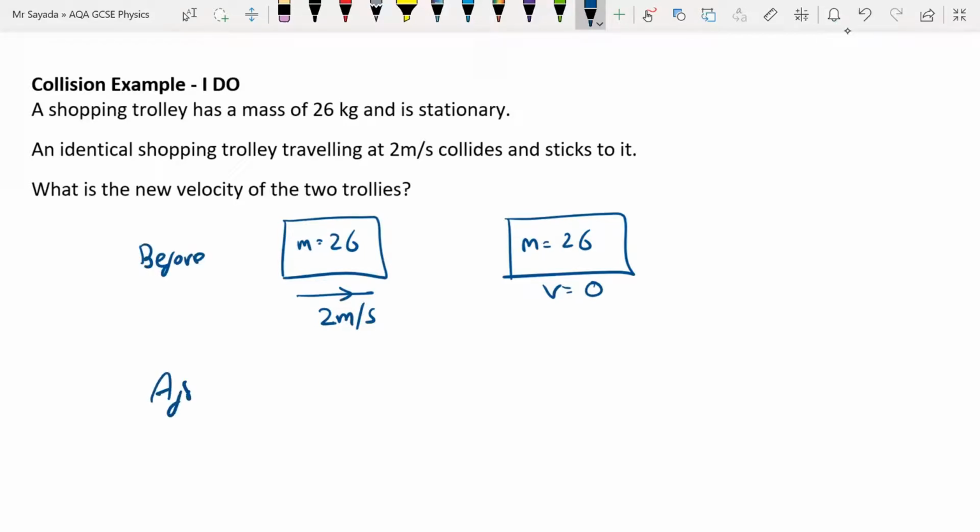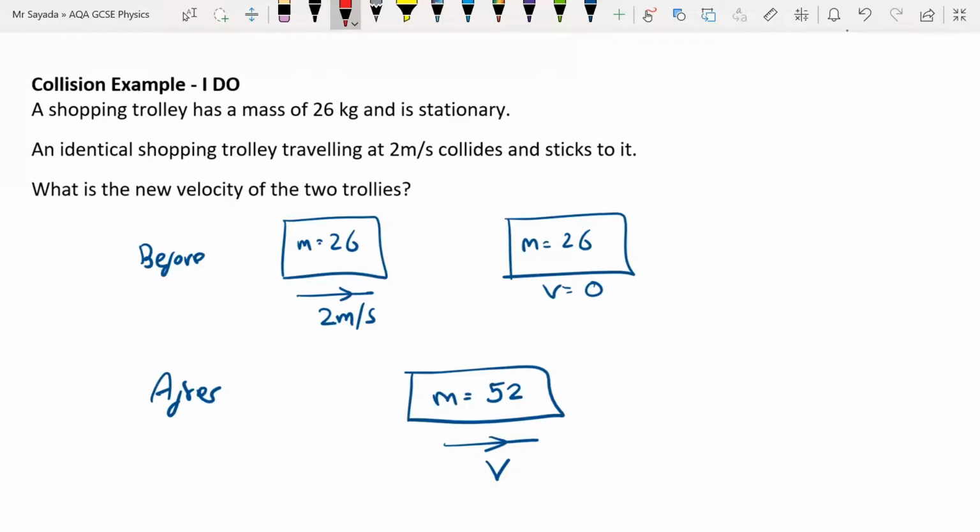Now, after they collide, they're stuck together. So the new mass is now 26 plus 26, which is 52. And we need to work out the final velocity of that combination of the 2 trolleys. So we do it by using conservation of momentum. Now, in an exam, you should write down a statement of conservation of momentum. So you should write down the total momentum before the collision equals the total momentum after the collision, as long as no external forces act. So you would always write that down in an exam.